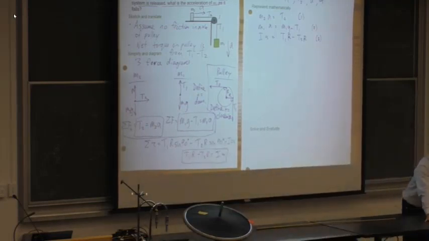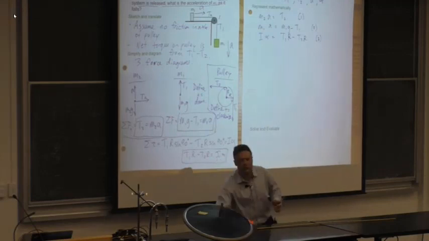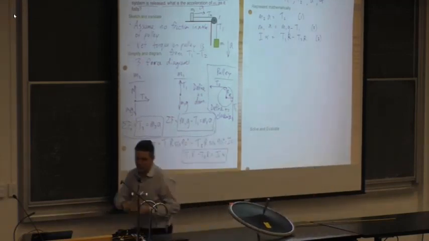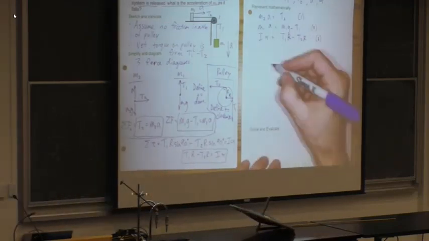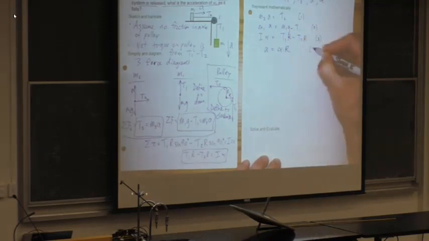It was on a previous slide. Yep. A is equal to alpha times R. That's it. So this is that constraint. It was the rolling without slipping constraint, and it's also the massive pulley constraint. It was on a previous slide, so that's a good call. We need it. So its acceleration is equal to alpha times R, and that's it.